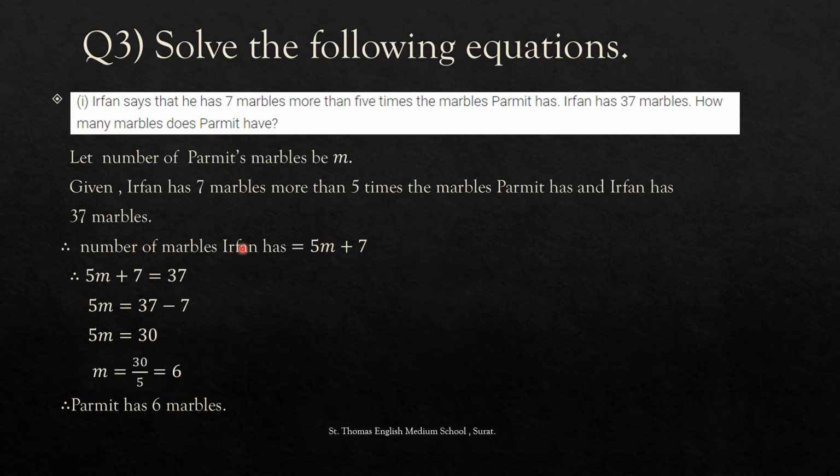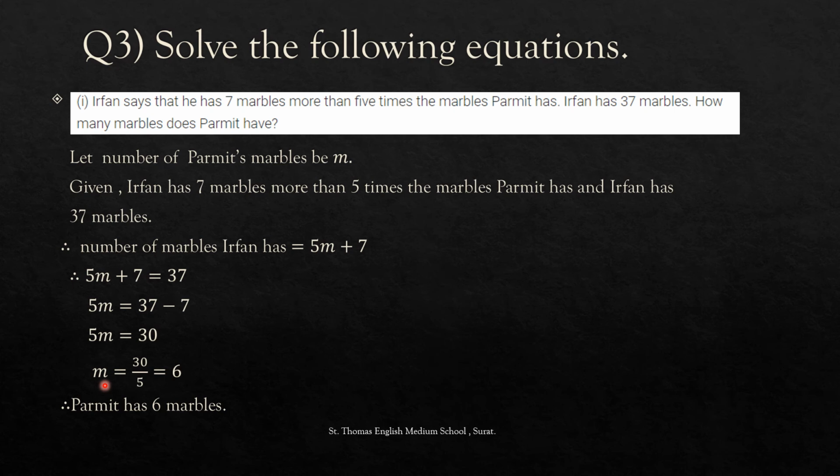Now, the number of marbles Irfan has is already given in the question. Irfan has 37 marbles. So, we can write 5M plus 7 is equal to 37. This is plus 7; if it goes here, it becomes minus 7. So, 5M is equal to 37 minus 7, that is 30.